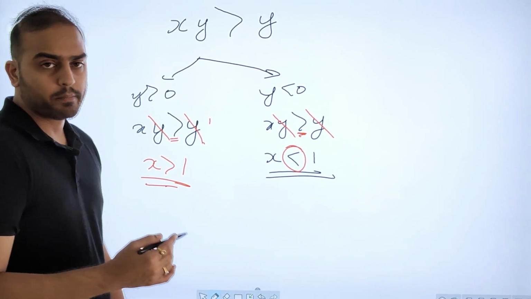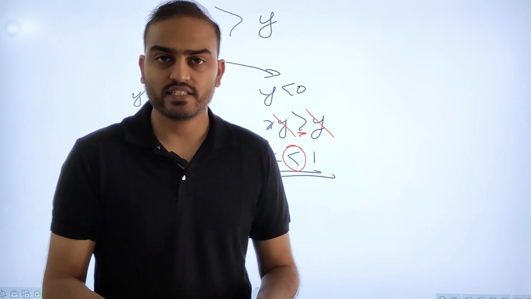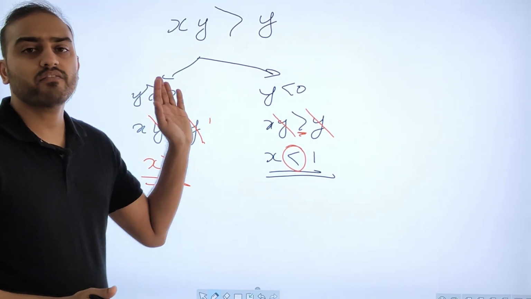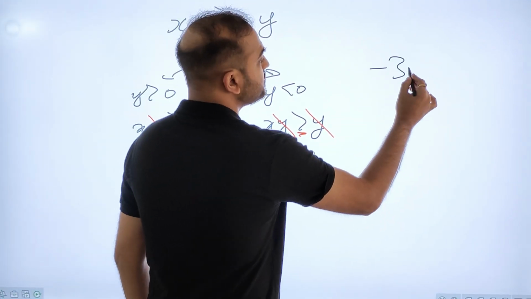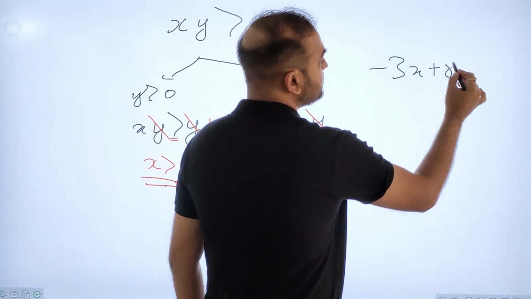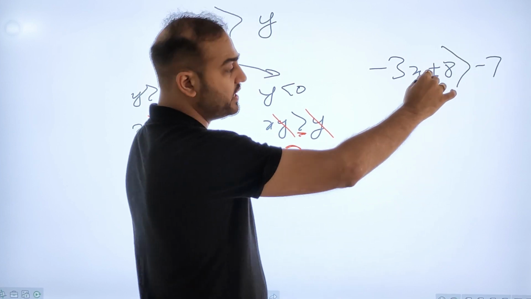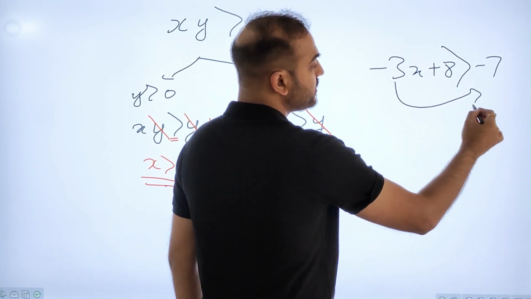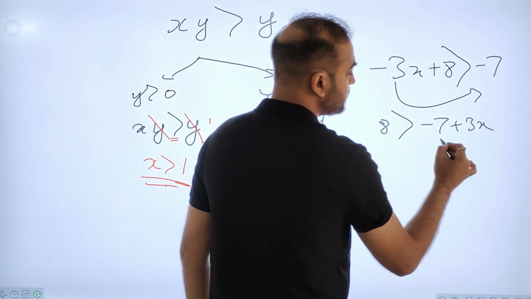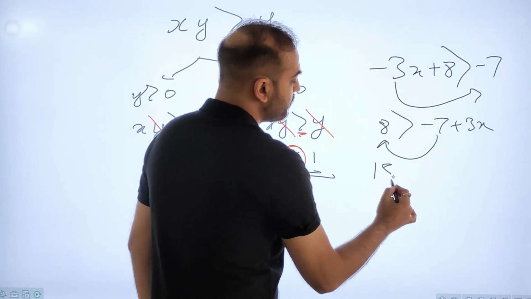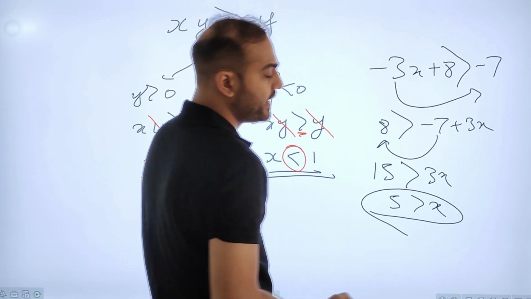So remember, for variables also, they behave like constants do. If you are just shifting a variable from one side to the other, say we have minus 3x plus 8 greater than minus 7. Instead of sending the 8, I send the 3x there. I will get 8 greater than minus 7 plus 3x. Minus 7 comes here, 15 greater than 3x. Divide by 3. X less than 5.